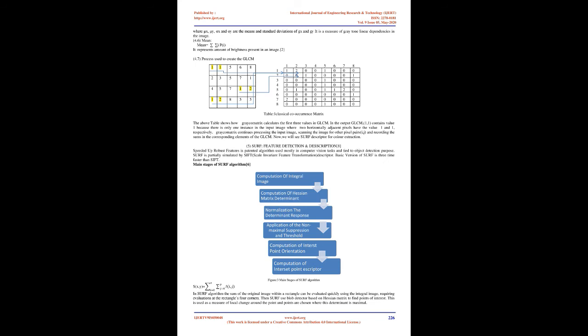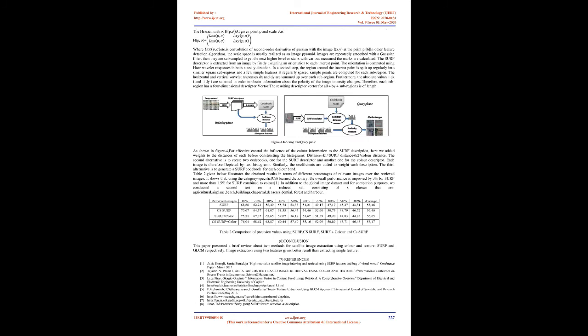In the SURF algorithm, the sum of the original image within a rectangle can be evaluated quickly using the integral image, requiring evaluations at the rectangle's 4 corners. Then SURF uses a blob detector based on the Hessian matrix to find points of interest. The determinant is used as a measure of local change around the point, and points are chosen where this determinant is maximal.